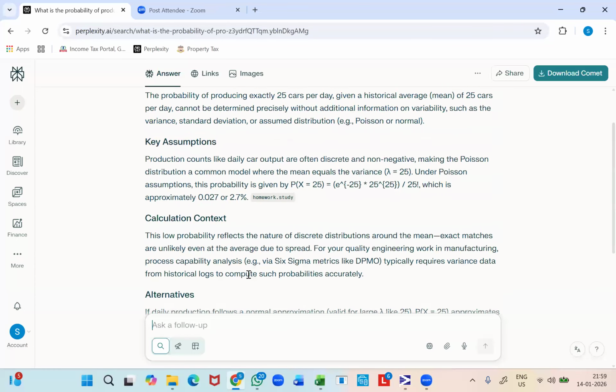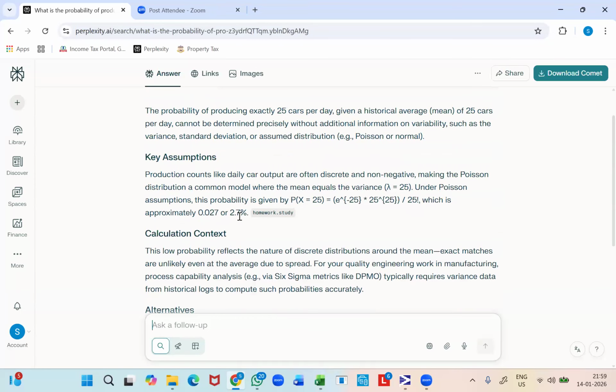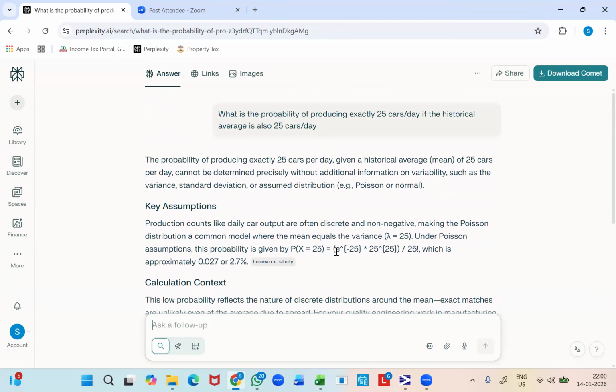Sometimes, as I told you, you won't get the right answer. See, here is one instance. It's showing us 0.027, whereas the answer is 0.0795.